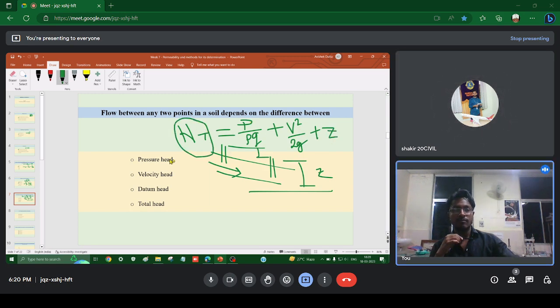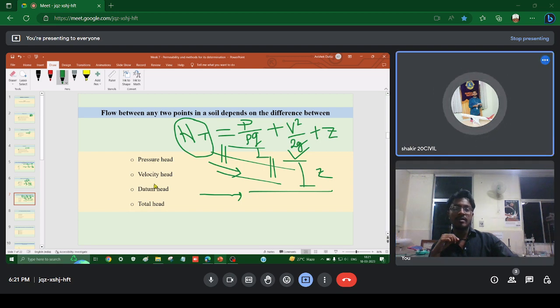Here the pressure head P by rho g equals this head difference, H. Velocity head will be negligible, but there will still be some amount of velocity head, and datum head because we are considering height above an arbitrary datum. Now if a problem mentions that the velocity is negligible and the datum head is constant, meaning the flow takes place along the datum, then we can say the flow depends on the difference in pressure head only.